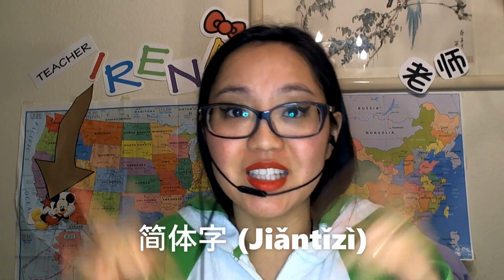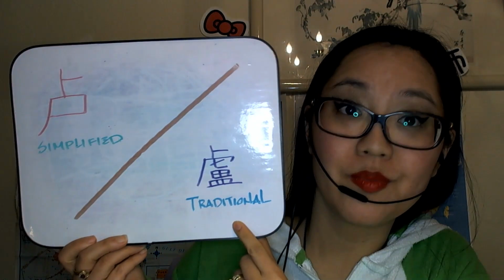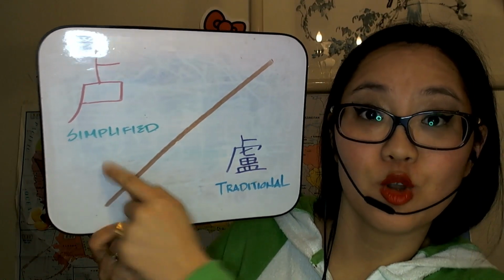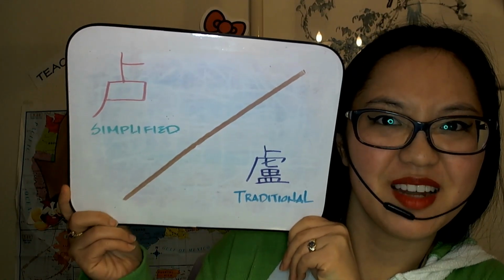Now, writing. There are two ways you can write Chinese characters. You can either learn 繁体字, which means traditional Chinese characters, or you can learn 简体字, which means simplified Chinese characters. What is the difference between the two? Well, I'm getting married this September, and this is the difference between my husband's last name in traditional character form versus his last name in simplified character form. Kind of a big difference, right?